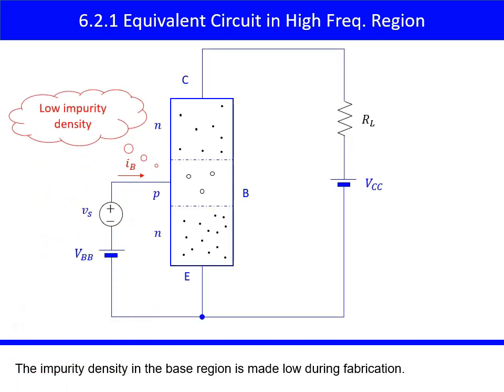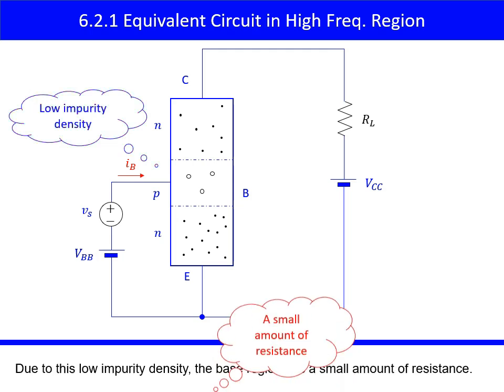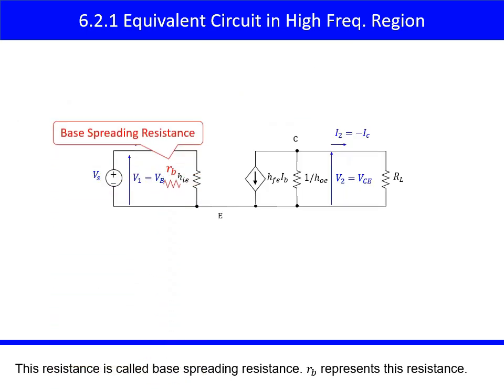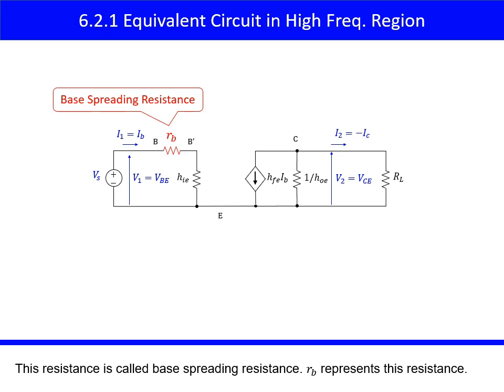The impurity density in the base region is made low during fabrication. Due to this low impurity density, the base region has a small amount of resistance. This resistance is called base spreading resistance. RB represents this resistance.